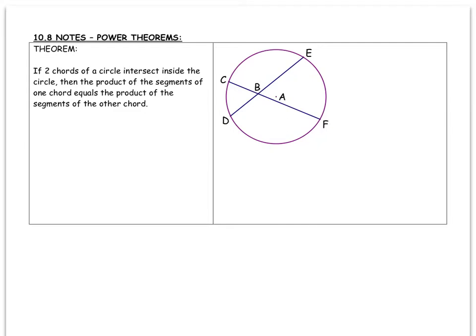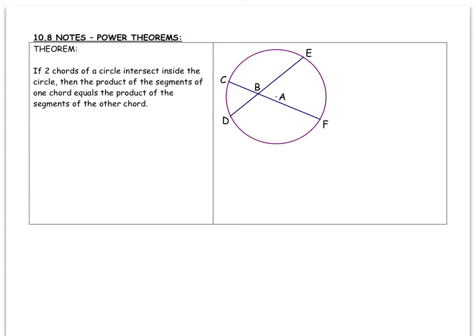So we have three theorems that we want to do for chapter 10.8. These are called the power theorems. They're a little bit easier to write using just notation as opposed to written out in words. But written in words, it says if two chords of a circle intersect inside the circle, then the product of the segments of one chord equals the product of the segments of the other chord.